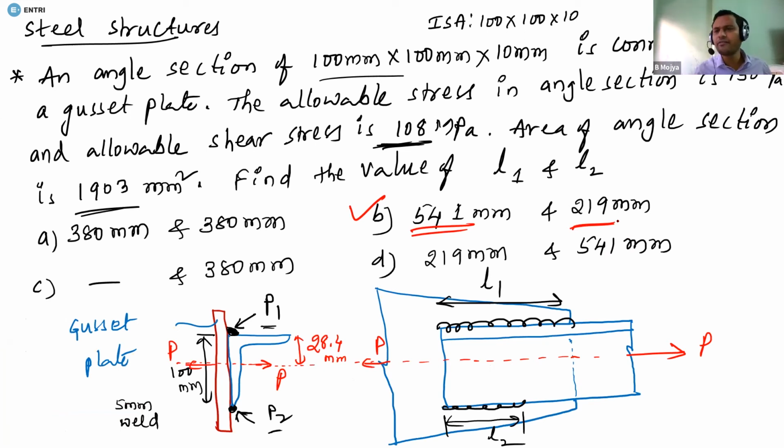So there is no need of wasting time. Don't worry, I'll show you how to get 219 millimeters as the L2 value. But in an examination, if the options are set such that you get one value and are able to choose the option, then there is no need to check the other value.